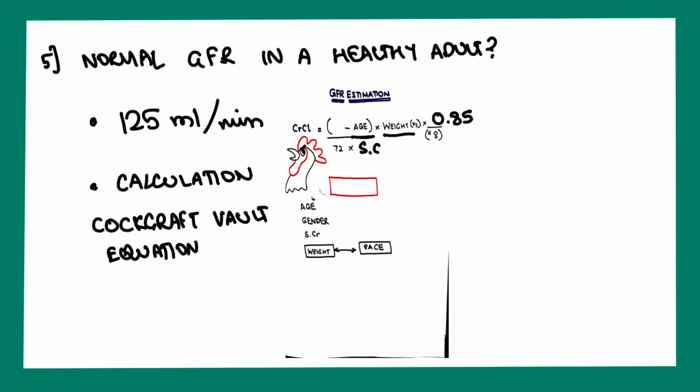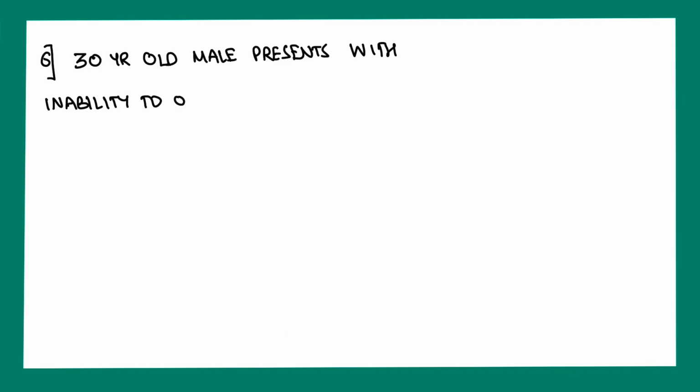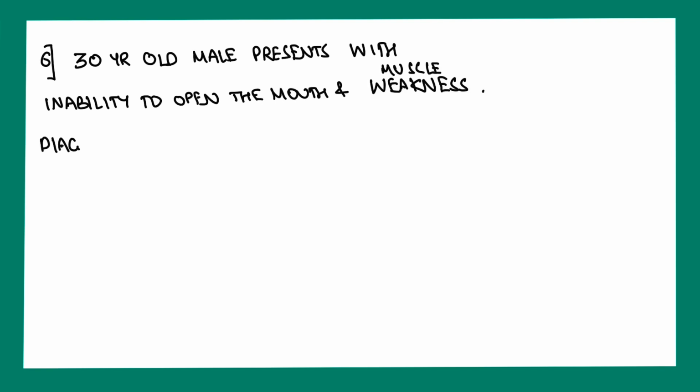Weight is replaced by race in case of the MDRD formula. This is the latest formula followed throughout for GFR calculation in India. Next, a 30-year-old male presented with inability to open the mouth and also muscle weakness.